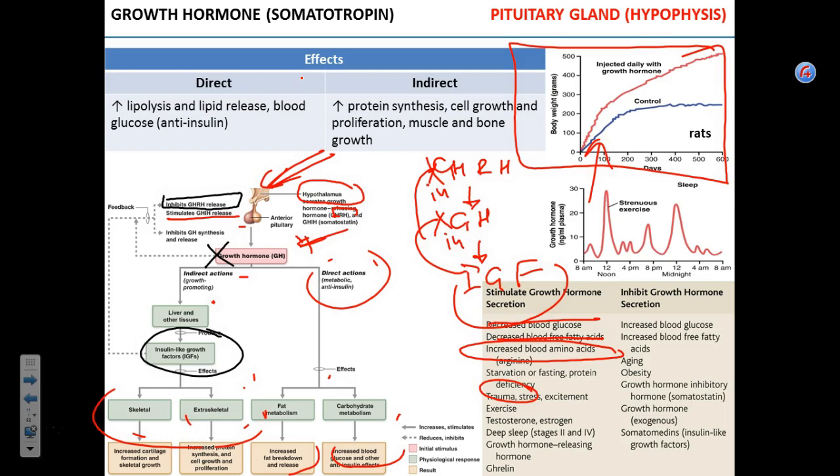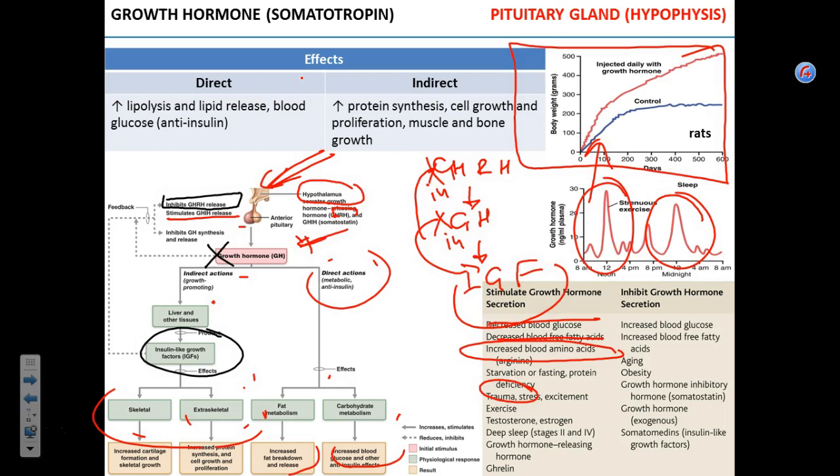Now, sleep. This is probably more of a neurological stimulus rather than metabolic. Do you understand what I'm saying? Like when you sleep, you don't really exercise, you're not stressed, you're fine. But sleep greatly promotes release of growth hormone. So when your mom told you you grow when you sleep, it's true. Okay. Exercise promotes it, as you can see here. Okay.